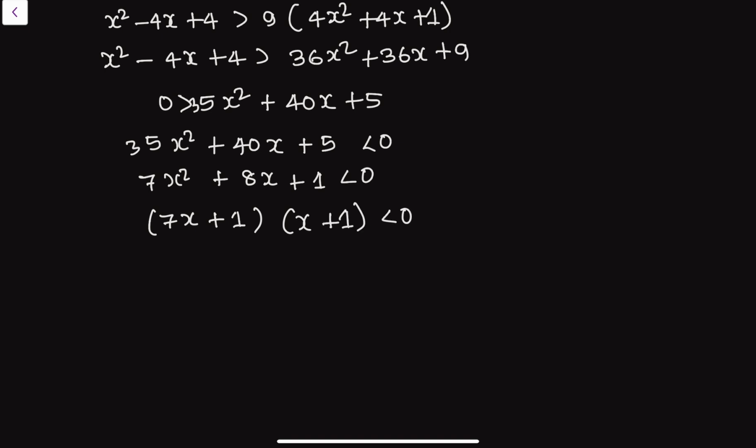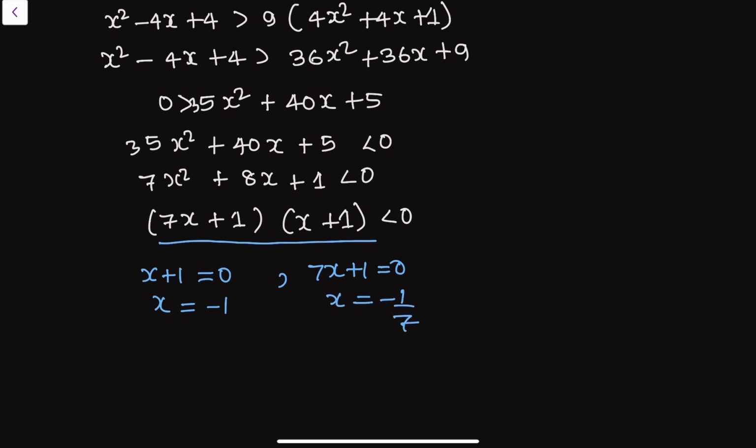Now to get the answers out of this, because this is a quadratic function, we can plot this quadratic function. So when we plot it, we basically require the x-intercepts, so we can get the critical values out of this. So we can write x plus 1 is equal to 0, so x is equal to minus 1, and then we can write 7x plus 1 is equal to 0, and we get out of this x is equal to minus 1 over 7. So these are the critical values.